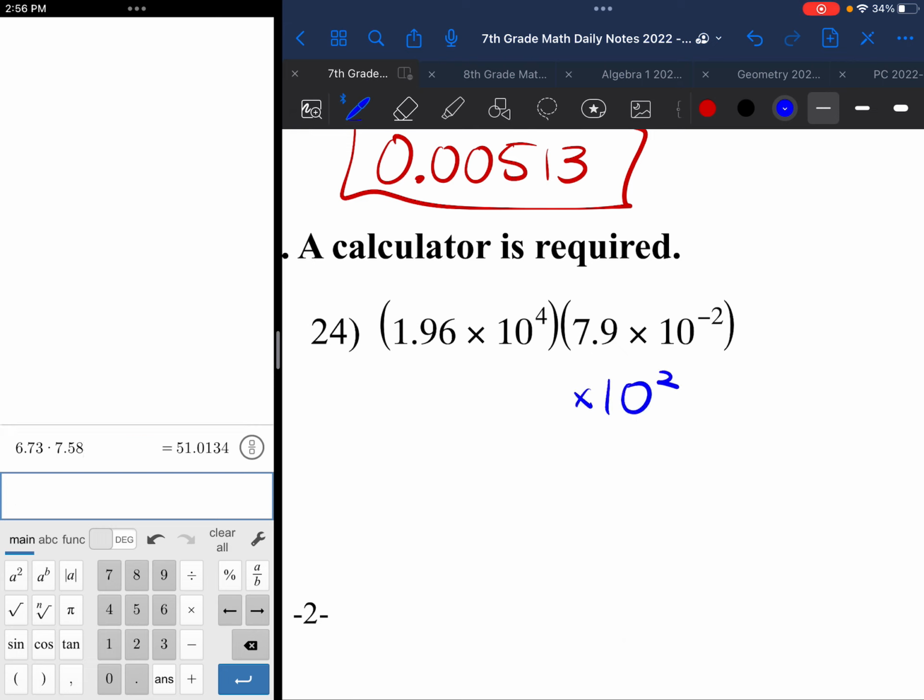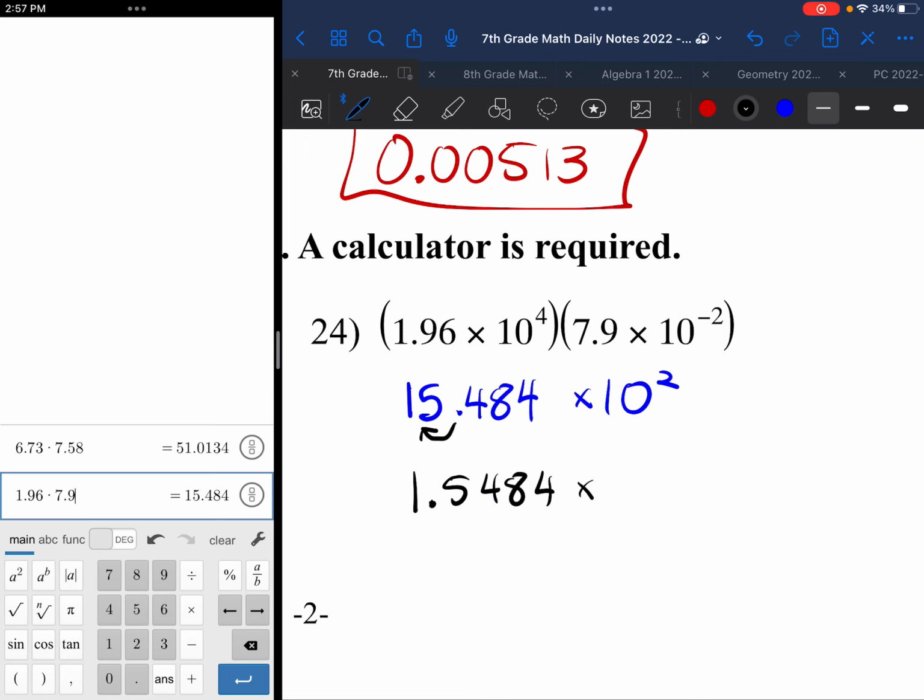Now, let's go ahead and type in 1.96. I didn't get my point, so backspace. 1.96 times 7.9. I don't know what I'm doing there. 7.9. And I get 15.484, which is not in scientific notation. I need to move the decimal place 1 to the left, which means I'm going to get 1.5484 times, okay, do the analysis over here.